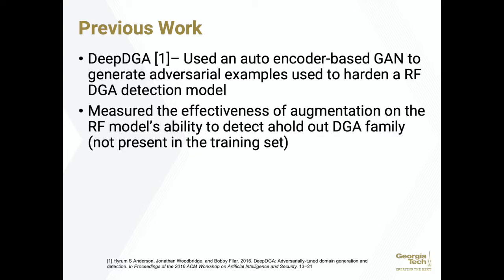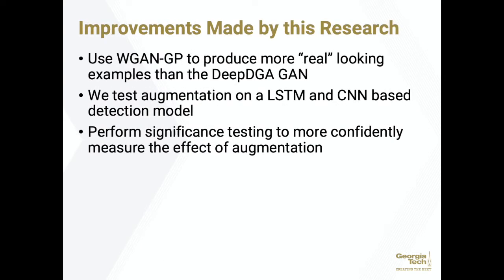So previous research has investigated using domains generated from a GAN to increase a DGA detection model's ability to detect unseen DGA families. So this research, called Deep DGA, used an autoencoder-based GAN to generate adversarial samples, which were then used to harden a feature engineering-based random forest model. Building upon this concept, we test a similar experiment using an improved GAN and detection model.